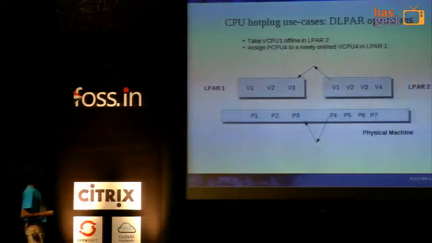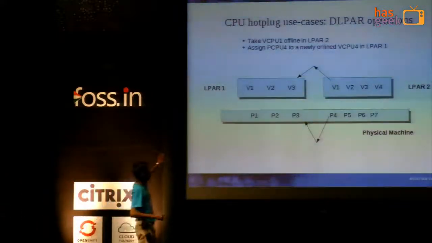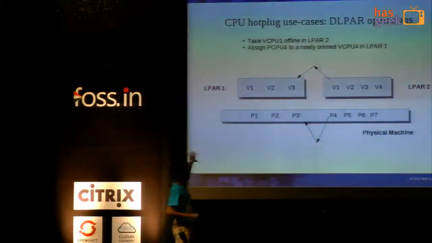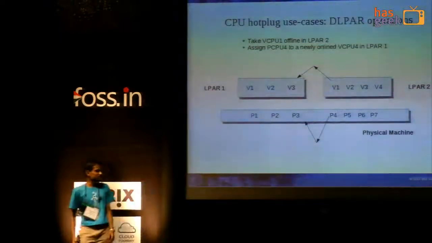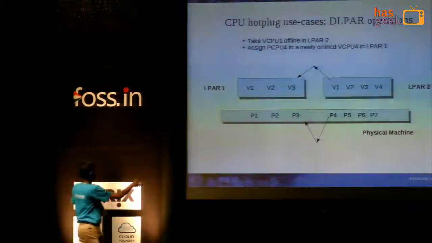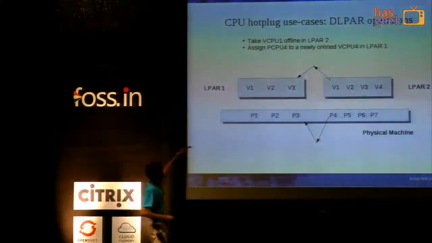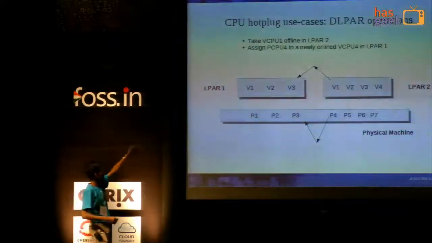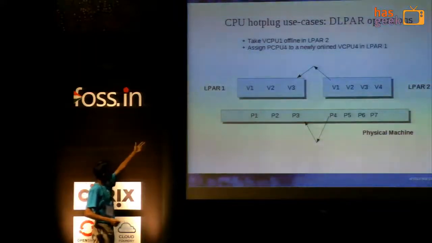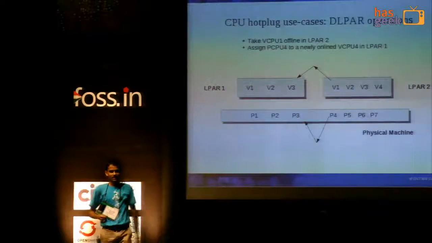Then I was talking about DLPAR operations. So assume this is a Power machine. You'll have hardware like this, and LPARs. LPARs are nothing but virtual machines, logical partitions. What is depicted here is virtual CPUs mapped to physical CPUs. Suppose it's dedicated like this: V1 to P1, V2 to P2, V3 to P3, and so on.